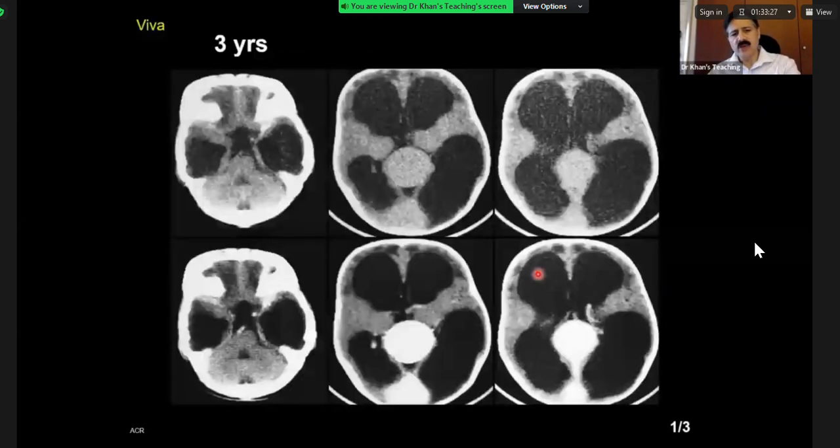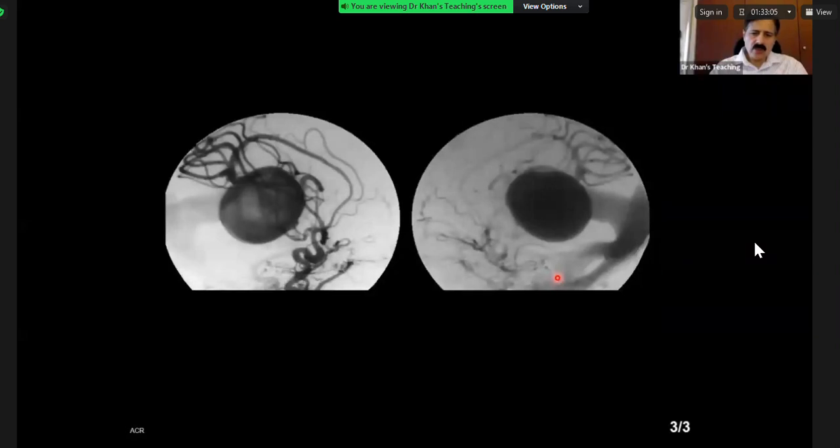So, vein of Galen malformation is actually what we usually call vein of Galen aneurysm. It's a misnomer because this is a vascular malformation and arteriovenous shunt. What is happening is that there is shunting of blood and the drainage is abnormal. The vein does not drain properly at times. In this particular case, the vein is dilated. It is going into the straight sinus, and you can see vascular malformation here.